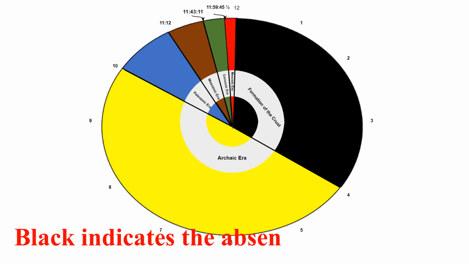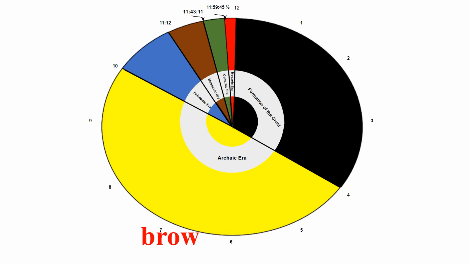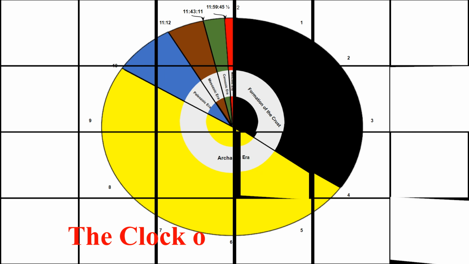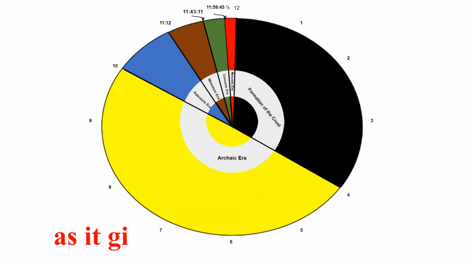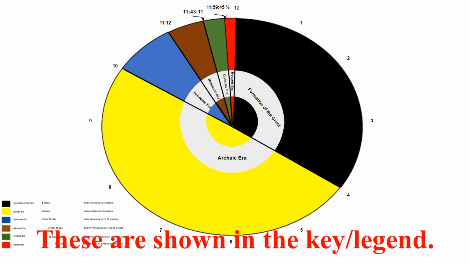Black indicates the absence of knowledge, yellow for dawning of life, blue for water, brown for land, green for vegetation and life, and red for something new. The clock of eras is factual as it gives the duration of time of the eras and also a scale in terms of years. These are shown in the key or legend.